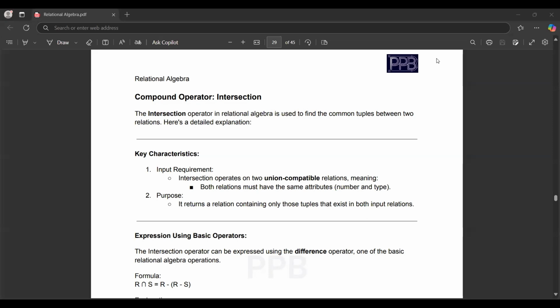Welcome back to PPT, and now we are going to learn about compound operators in relational algebra. We are going to start with intersection. So yeah, let's start with intersection.